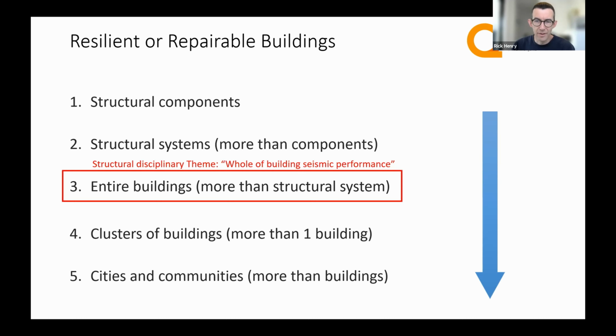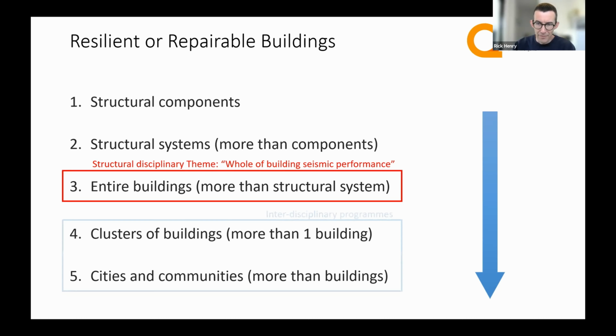So I think the discipline theme 2 here, talking about whole of building performance, really sits at this third level where we're trying to take some of the understanding we have at the component and system level and really apply that to buildings where we can get a much greater and deeper sort of understanding of how buildings perform and how we can sort of design them in a way that ensures we really get the outcomes we want in terms of resilience or lack of damage and repairability.